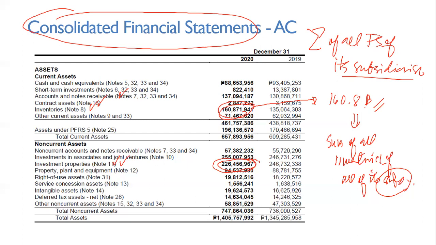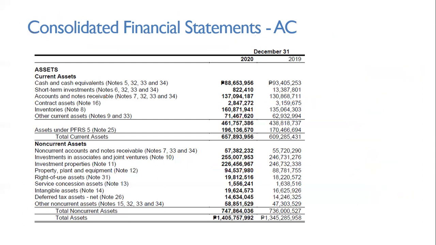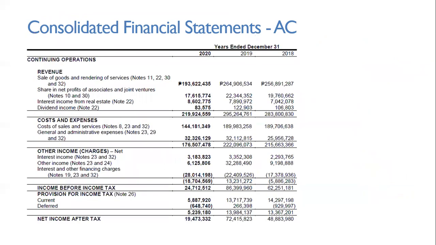Okay? If you look at the income statement, ganun rin. No, sale of goods and rendering of services. Wala ngang goods and services na binibenta ang AC, di ba? Kasi it's an investor company. But if it's a consolidated financial statements, ina-add lahat ng revenues, lahat ng sale of goods and rendering of services ng lahat ng subsidiaries niya. Naka-add sa lahat ng yan. Okay? At nandoon sa total na 193 billion. Right? So that's how the consolidated financial statements of a conglomerate works.